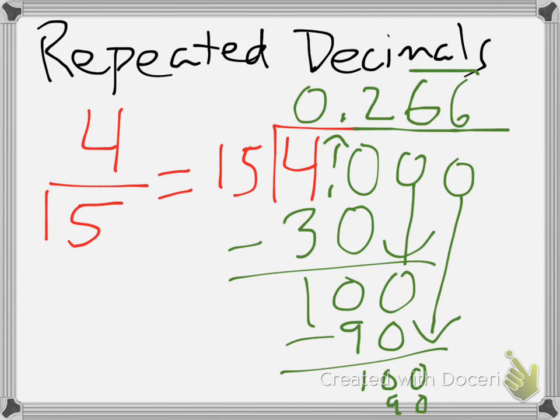And you notice on this example, I did not put the line or the vinculum over the 2 because the 2 does not repeat. It's the 6 that's repeating itself over and over and over again. So I just put the line over whatever repeats, and I'm showing that that number is going to go on forever and ever. It will never change. So use that vinculum symbol over whatever repeats to show that a decimal is a repeated decimal.